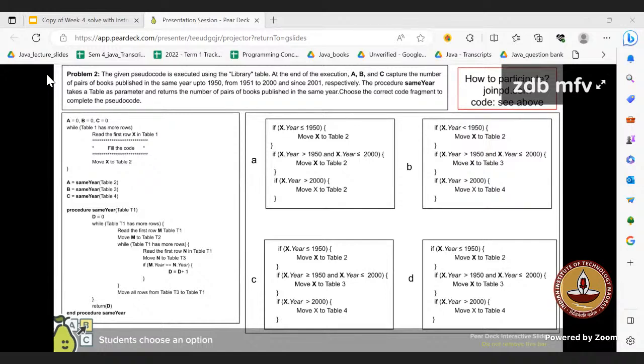For B, you are passing table 3. Table 3 is nothing but books which are published in the year from 1951 to 2000. For C, you are passing the books which are published in the year greater than 2001. So what is your doubt? What is now your doubt?